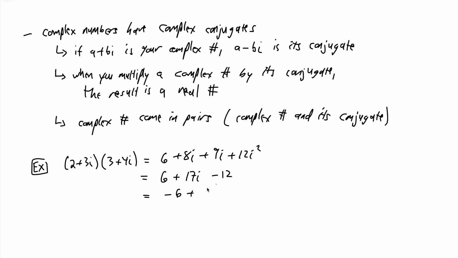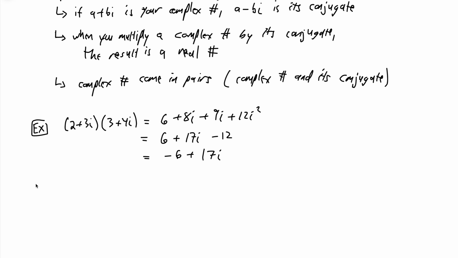And let me clean this up here. This looks like 17. Okay. Fine. Let's try another one. What happens when I take 2 plus 3i and I actually multiply it by its conjugate? 2 minus 3i.